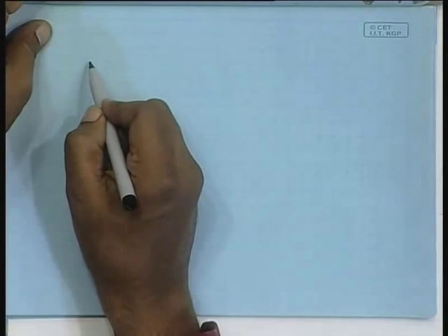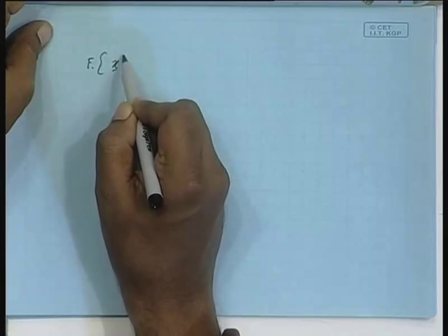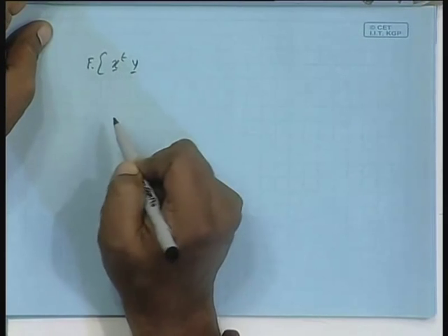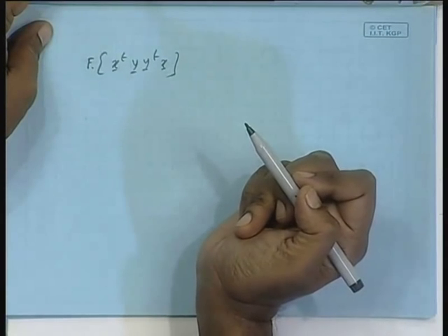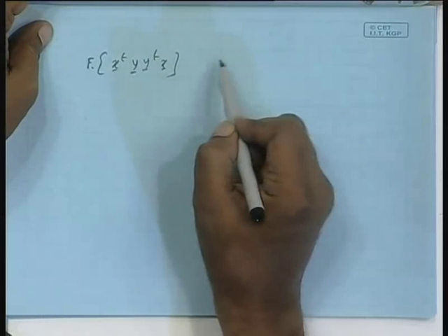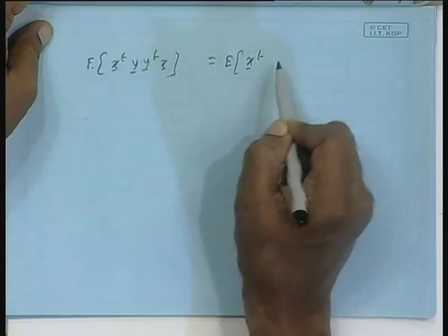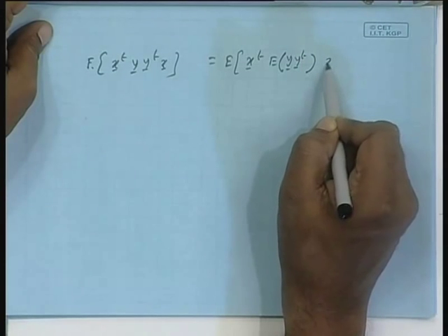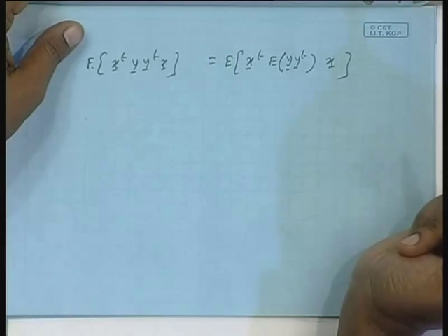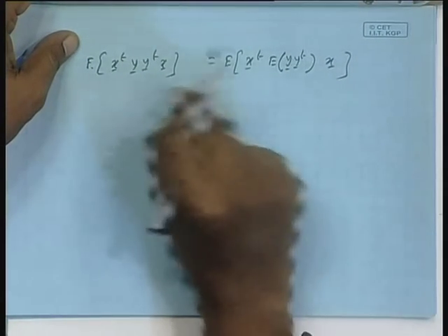Okay. Now, I make it slightly more complicated. Suppose it is x transpose y y transpose x, then my claim is this is same as E of this, which will remain as it is, and you can apply E on this. To get this result, I prepared you through that previous result.